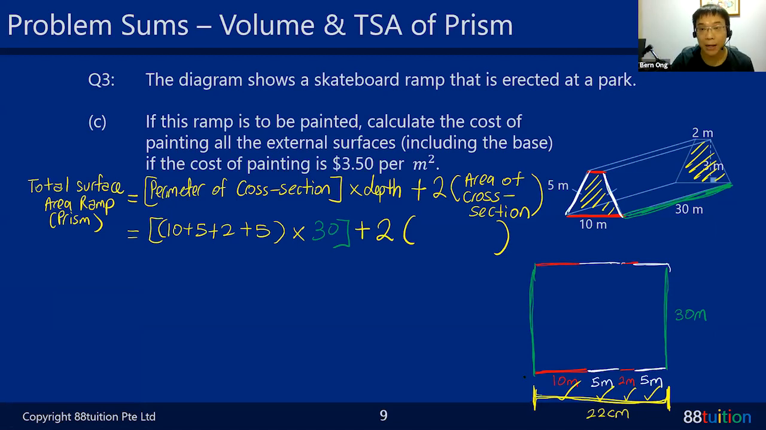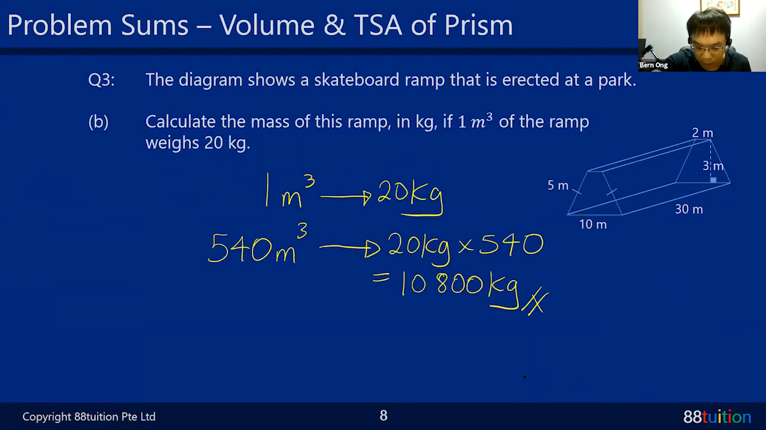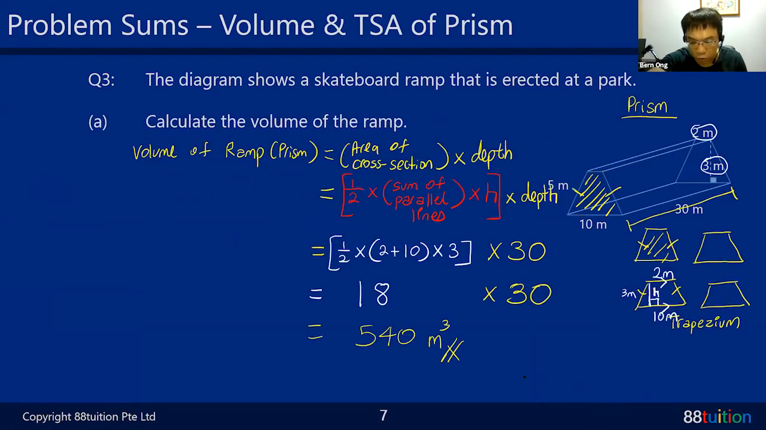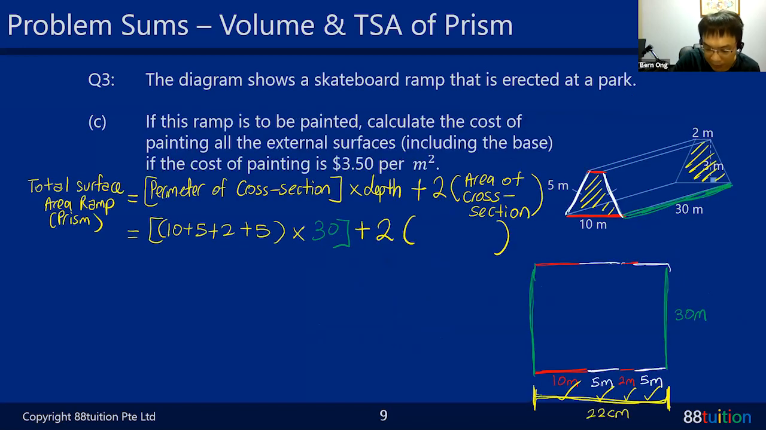That's why you must plus what? 2 area of cross section, which just now I found already. What's the area of cross section? Which is the trapezium, which is the 18 one. Can you see? From my volume, I found the area of cross section, which is 18. So down here, I just put 18 inside.